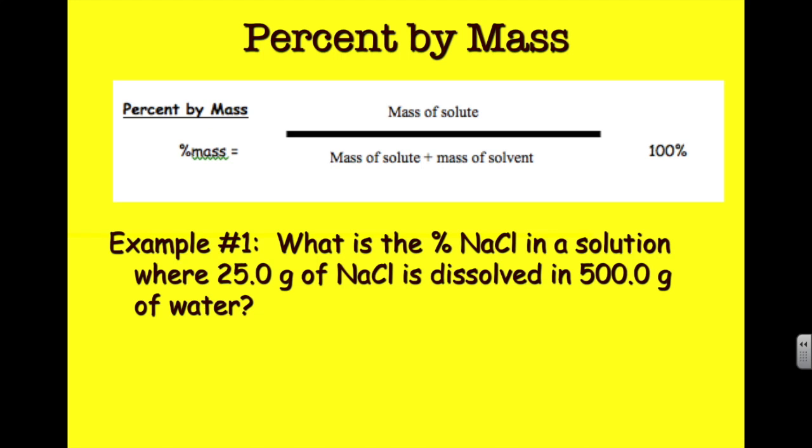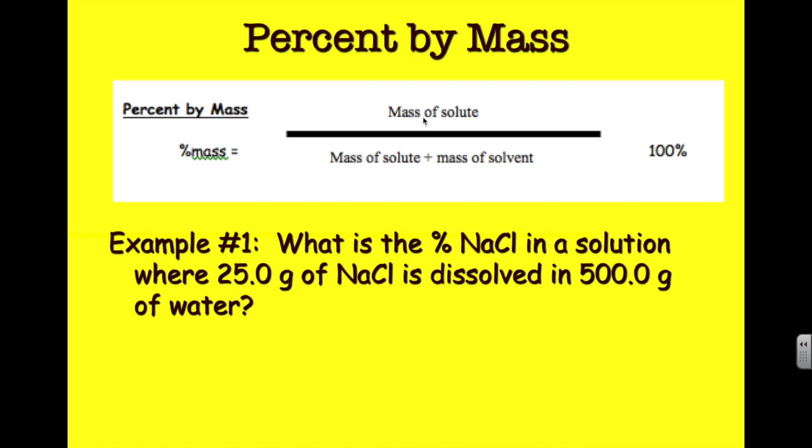Now the next type of concentration, this is still a type of concentration, but one that we might use in a different way, is percent by mass. Your vinegar bottle, if you look at it, has a percent by mass of 3%. Your hydrogen peroxide is also about 3%. What they're saying is that 3% of it is vinegar, and the other 97% is water, by mass. So that's basically what they're doing right here.